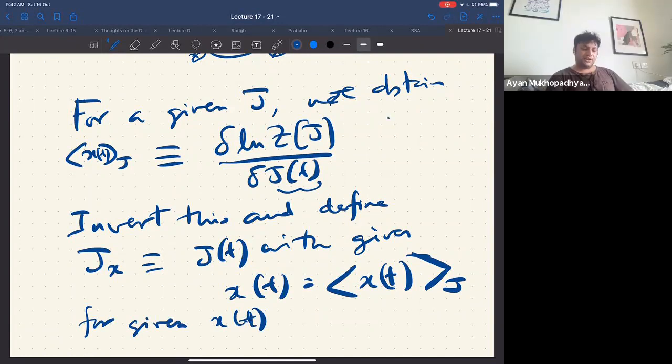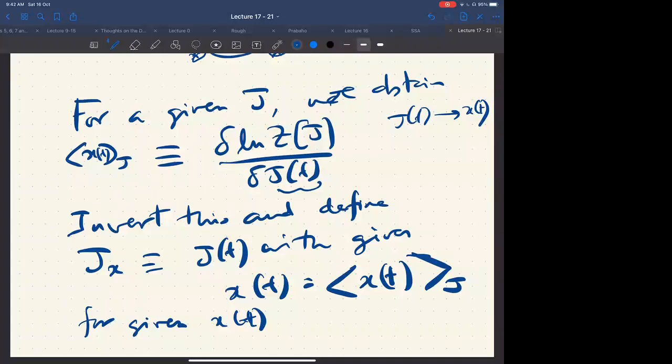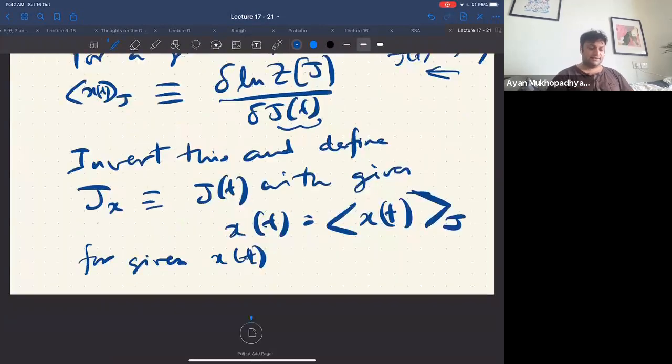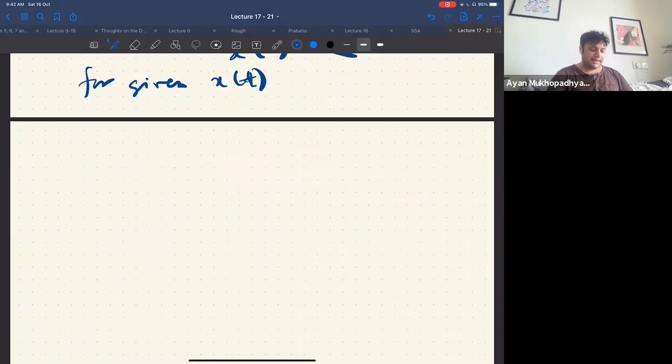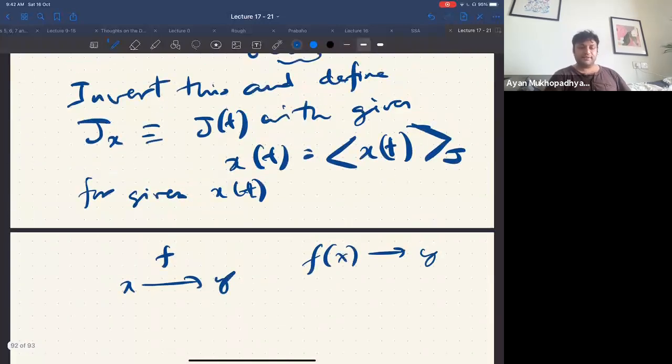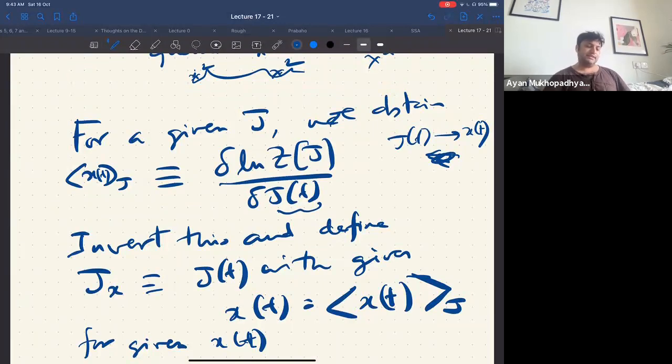Okay. So now for a given J of t, you get x of t through this functional differentiation. Is this clear, Akshay? Yes, sir, that's clear. Okay, then you can invert this function. Basically it's a functional. So what is a function? A function f is something that maps, say, x to y. Given f of x, you find another number y, so a map between numbers is a function. A functional maps one function to another function. For example, given a J of t, you will get an x of t by differentiating this object. So you can invert this functional, just like you can invert a function.